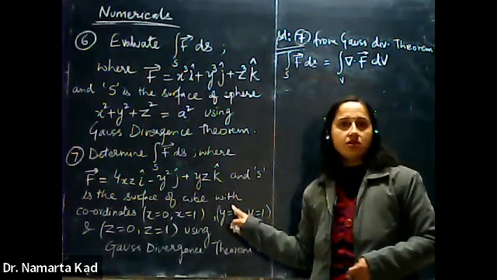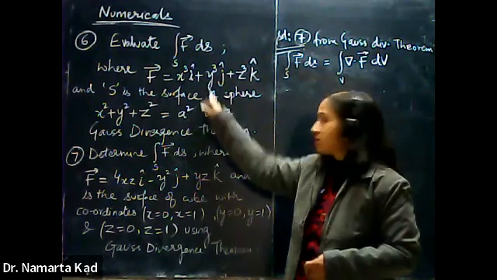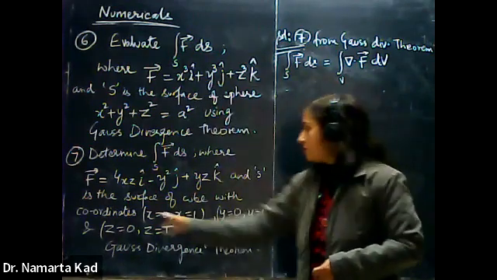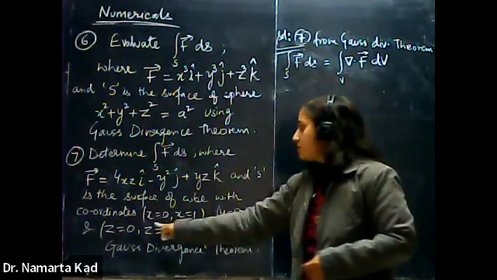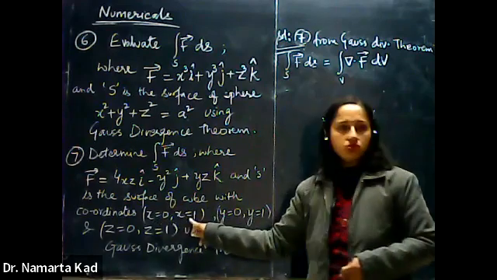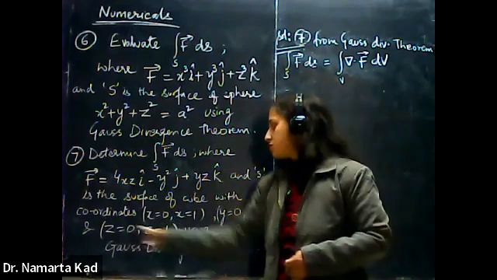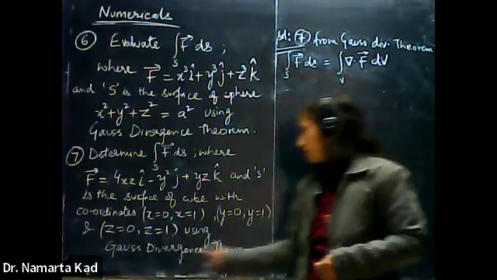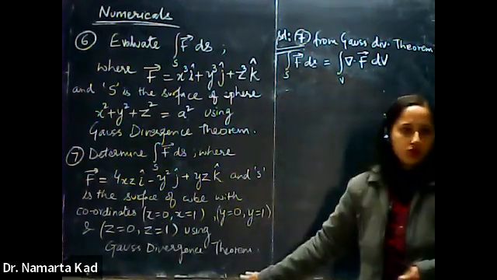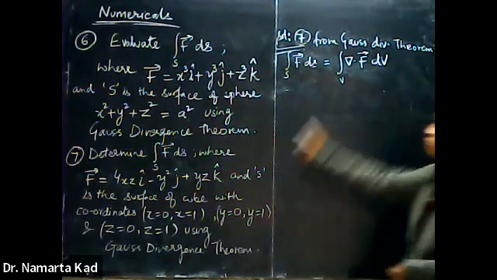Now here it is the surface of a cube instead of a sphere, with coordinates x equals 0, x equals 1, y equals 0, y equals 1, z equals 0, and z equals 1, using the Gauss Divergence theorem. Again, now let's do the solution.